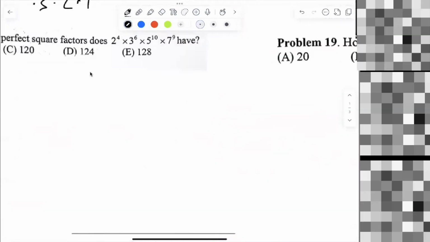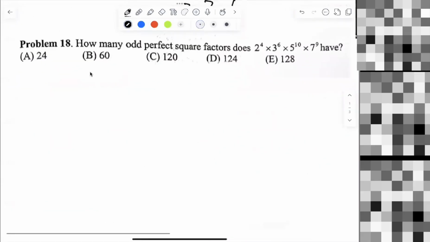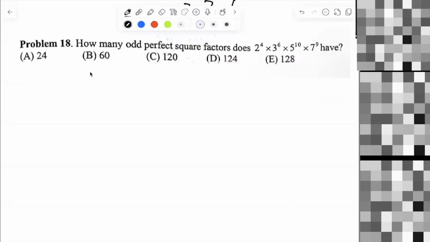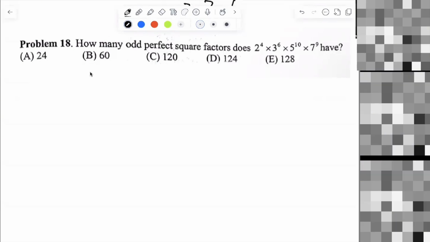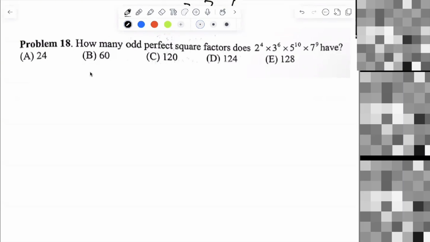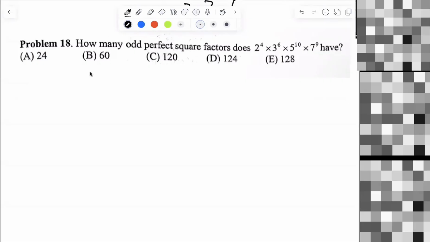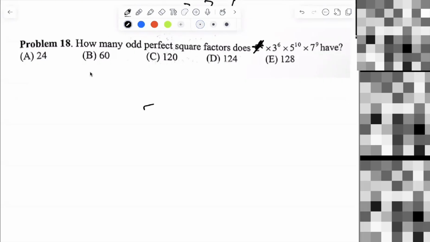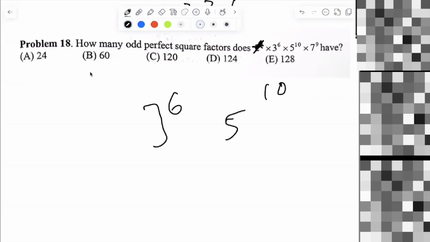Alright. Now let's move on to problem 18. How many odd perfect square factors does 2 to the 4th times 3 to the 6th times 5 to the 10th times 7 to the 9th have? Pretty sure we talked about this question in the last class. The important part here is to notice that we want odd, so we don't include the 2 to the 4th. We get 3 to the 6th, 5 to the 10th, and 7 to the 9th.